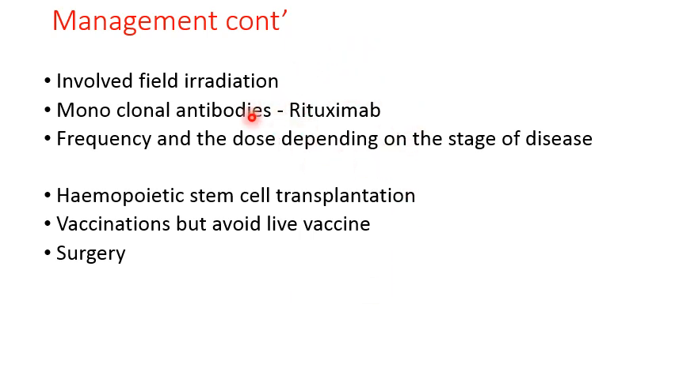This is the newer form of management in Hodgkin's disease. The frequency of giving rituximab as well as the dose depends on the stage of the disease. You can use hemopoietic stem cell transplantation as a curative treatment. As supportive management, you have to do vaccinations because these patients are immunocompromised, but avoid live vaccine. And if there is compressive lymphadenopathy, you can do surgery.